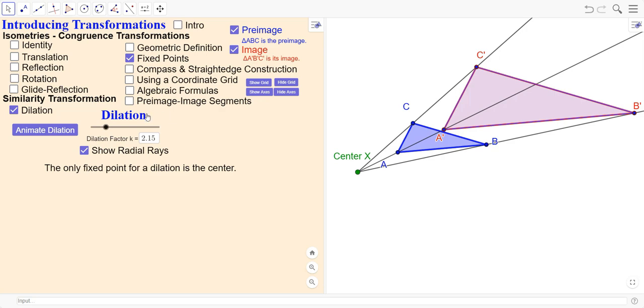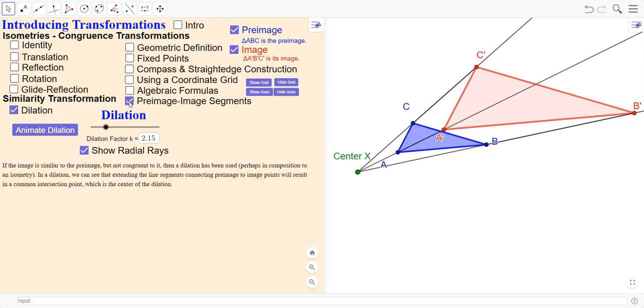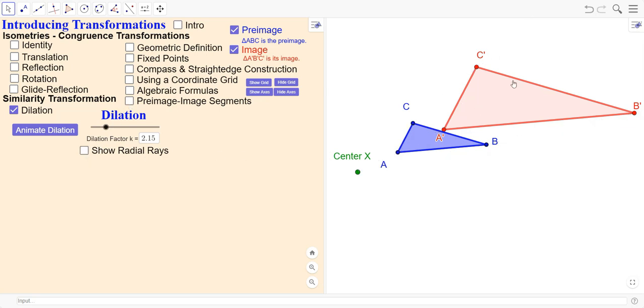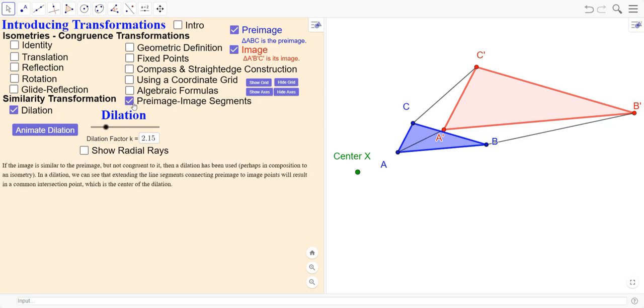It's pretty clear to notice that if you start with a preimage and image, and they're not the same size, a dilation is being involved here. And if it's just a dilation only, you should be able to connect up those preimage and image segments like that and trace them back to a common point. That's the center of that dilation.